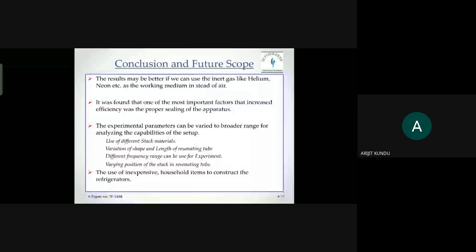So one can do this also for their experiment, and inexpensive household items can be used to construct the refrigerator. So here are the references that I followed, and thank you very much. This is the end of my session.